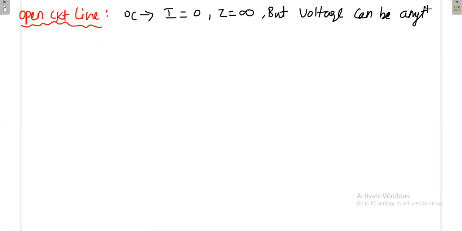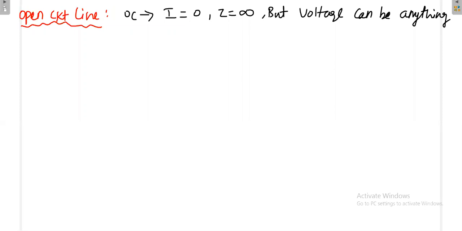You always apply Ohm's law, but you cannot apply Ohm's law here, because V is equal to IR, but I and R are not in a proper format because Z goes to infinite. That time you cannot apply Ohm's law, because the limit goes to infinite. So whenever you have an open circuit, current is zero, impedance is infinite, but the voltage can be anything. Similarly for the short circuit, voltage is zero, impedance is zero, the current can be anything. So whenever you have an open circuit, you should have this idea in your mind.